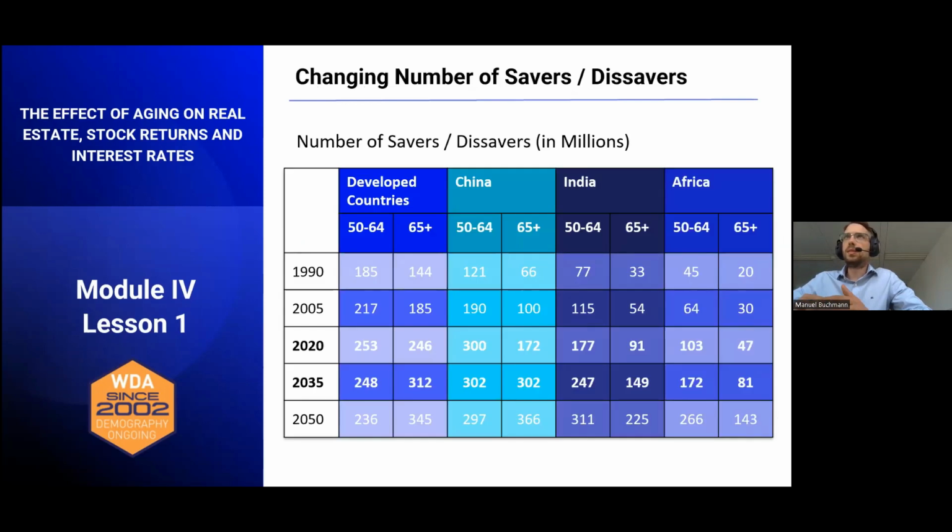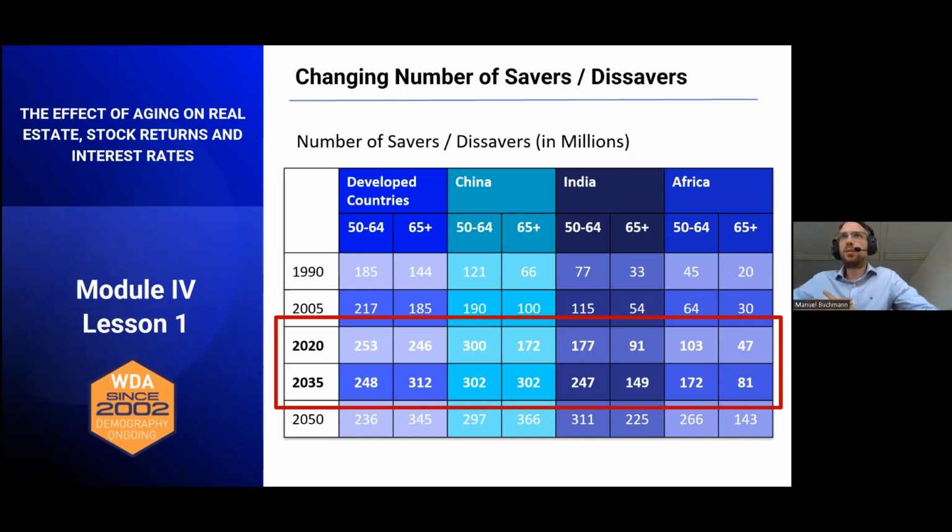What you can see here is a table for various regions in the world. How many savers are there? So ages 50 to 64. And how many savers are there? Ages 65 plus. These numbers are all in millions. And I highlight for you these 2 years, 2020 and 2035, because these are really central. This is the big change that is happening right now with the retirement of baby boomers.